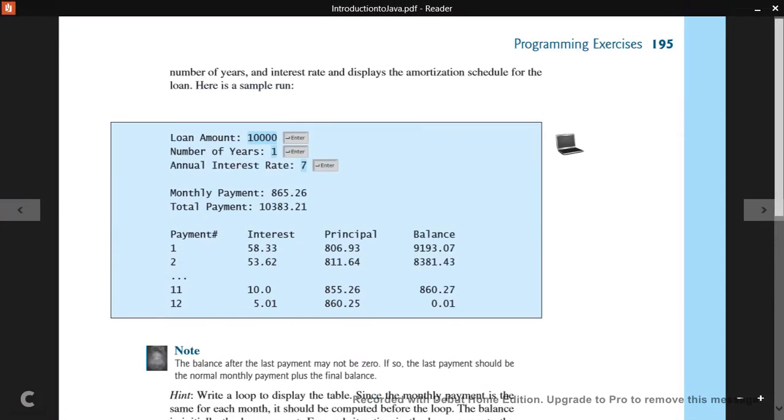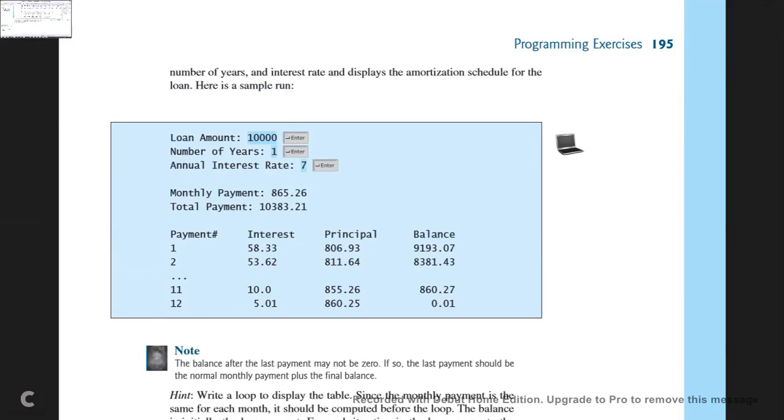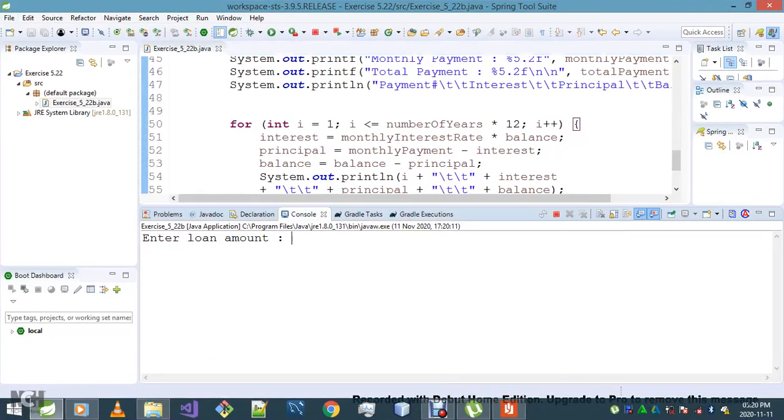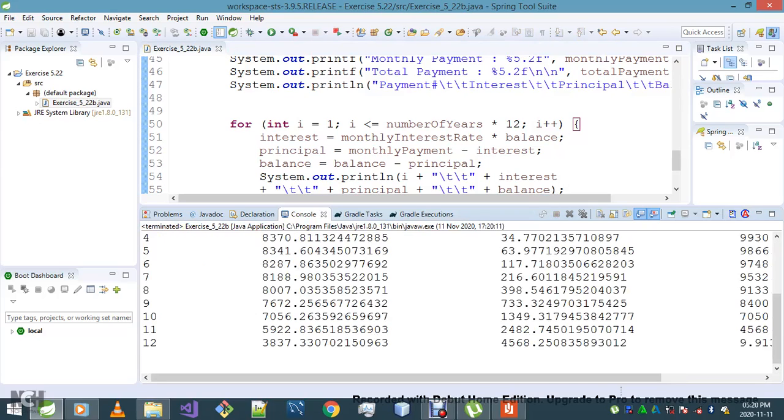They had 10,001 for number of years and 7 for annual interest rate. So it's 10,001 and 7. Oops. Wow.